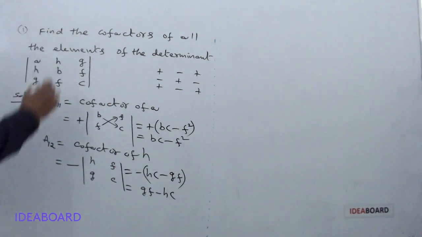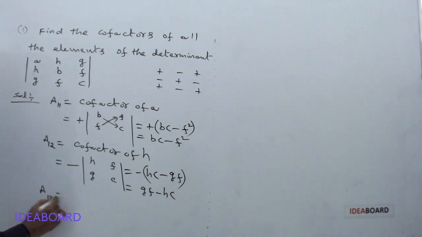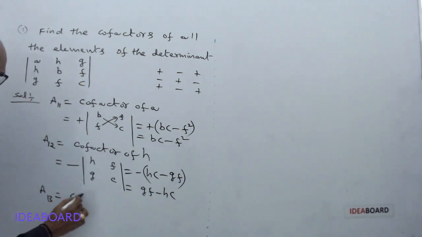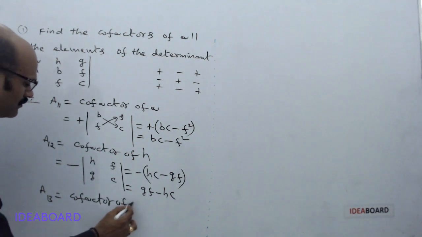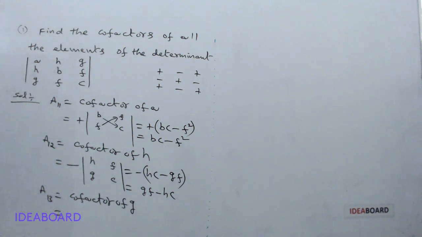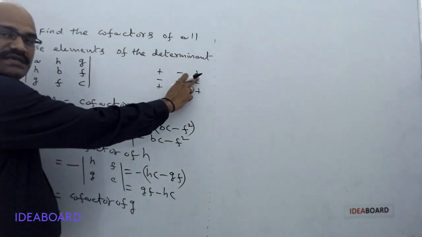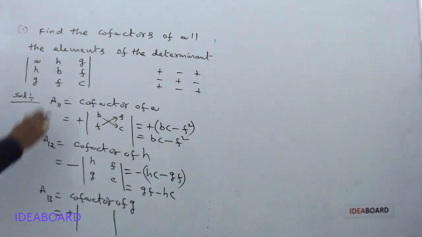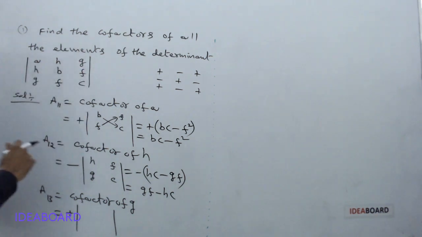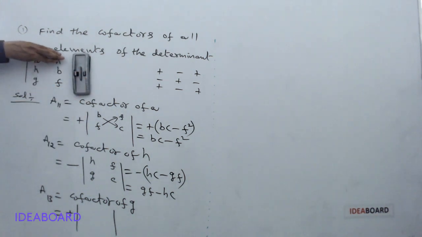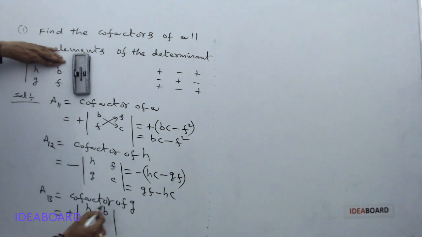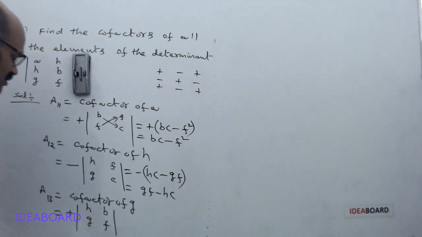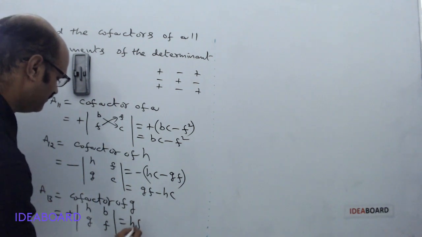Now A13 equal to cofactor of G equal to, the element G lies, first of all we have to write the sign. The sign is, here we are having plus. Determinant of, we have the element G lies in first row and third column. So close the third column and first row. So the remaining 4 elements are H, B, G, F. So equal to, we can take it as HF minus BG.